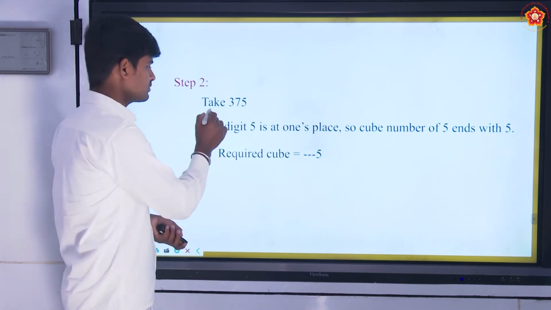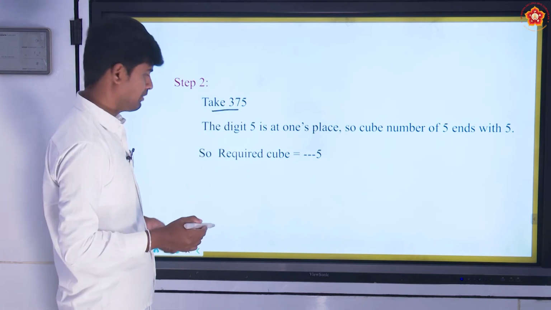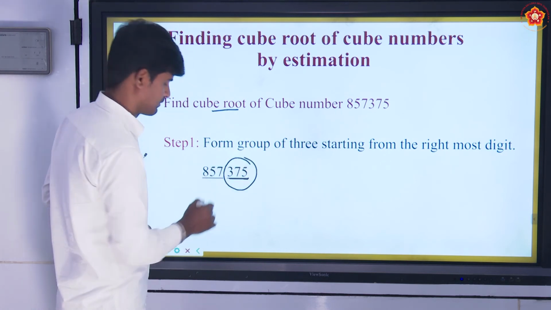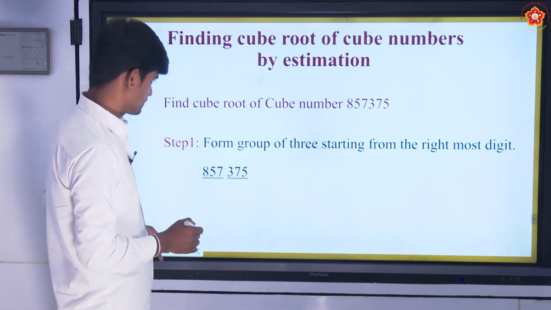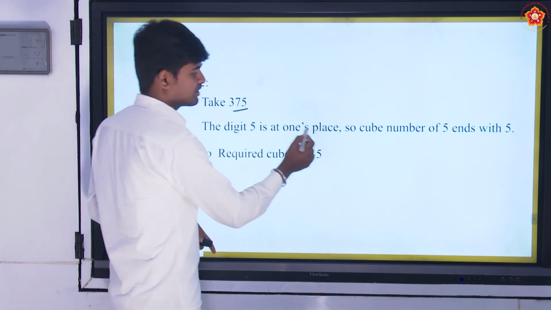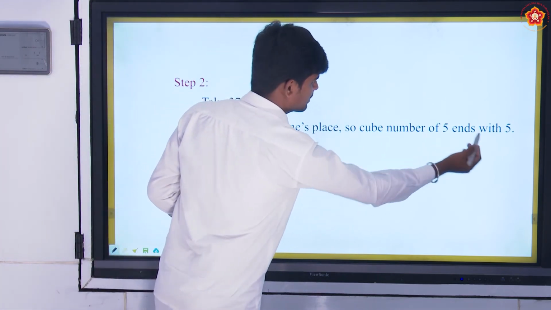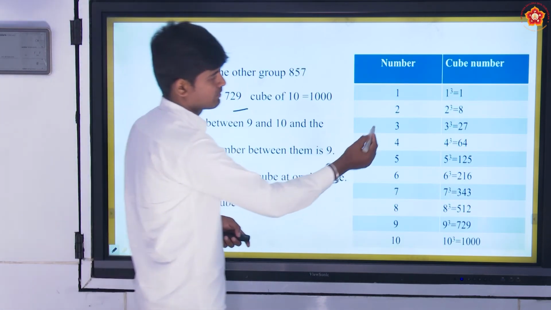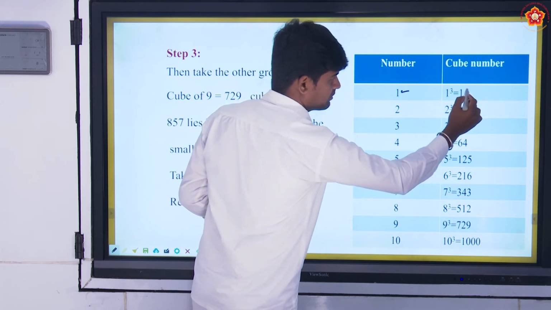Step 2, take 375. Why do we take 375? Because the rightmost digit, we can take this number first. So, take 375. The digit 5 is at the one's place, so the cube of a number ending in 5 ends with 5. Is it right? See, 1 ends with 1.